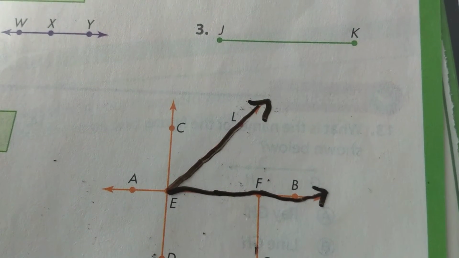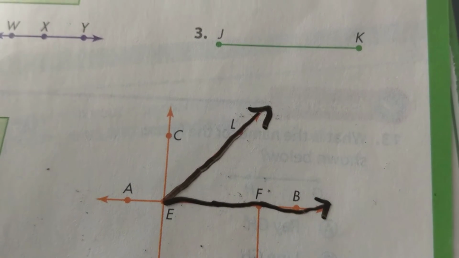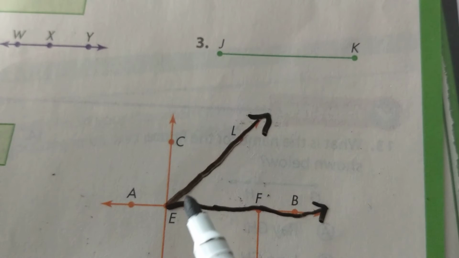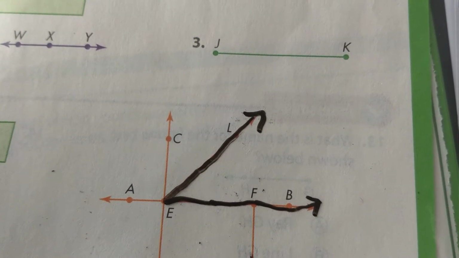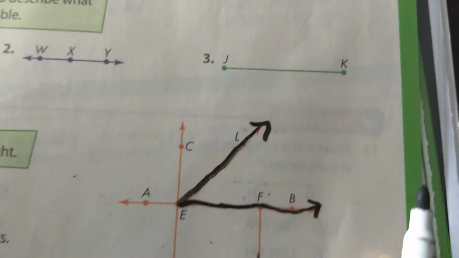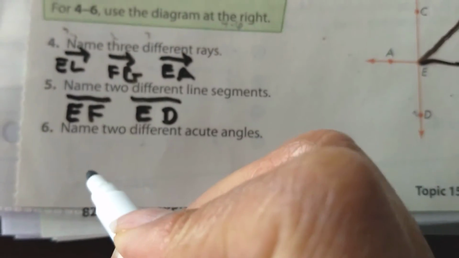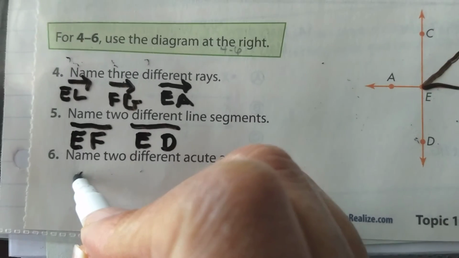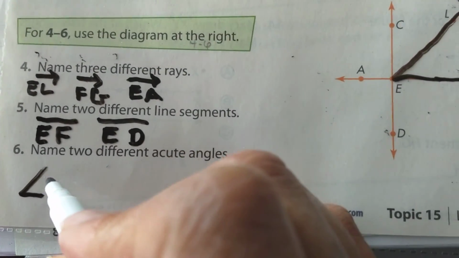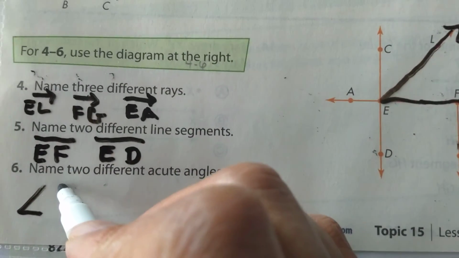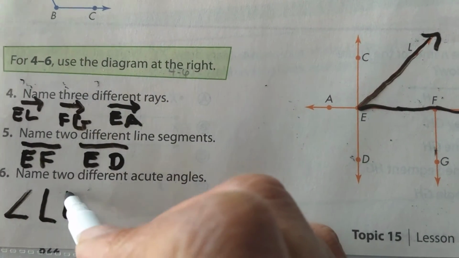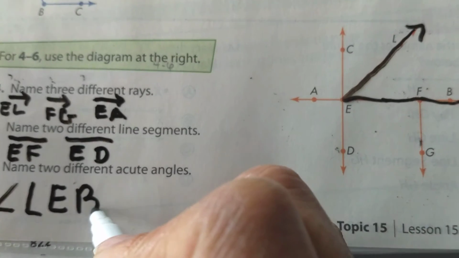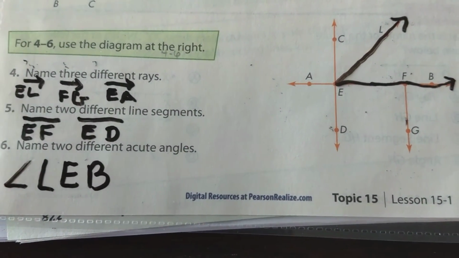There it is. So, Ms. Smith, what would you call that? I would say angle LEB. It's my first acute angle. Angle LEB. So, my first acute angle would be angle, that's my symbol for angle, LEB.